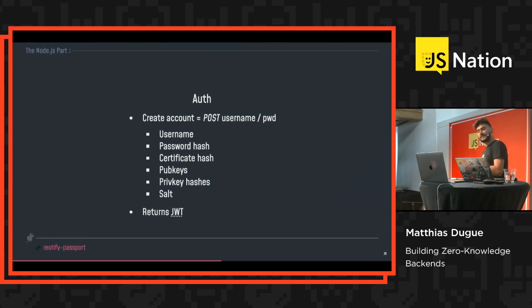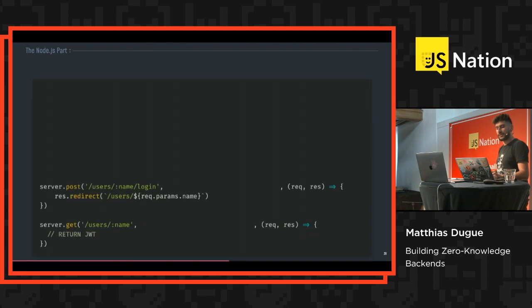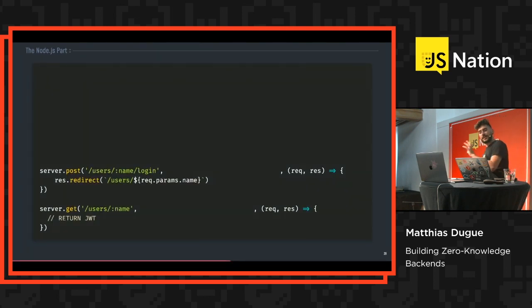For the authentication part, when I create an account, I generate it on the backend, I store the hashes, the username, and so on, and I return the JSON Web Token. So it means that on my server, I've got two endpoints, one for the login, and one to get the JSON Web Token when I want to retrieve my content.